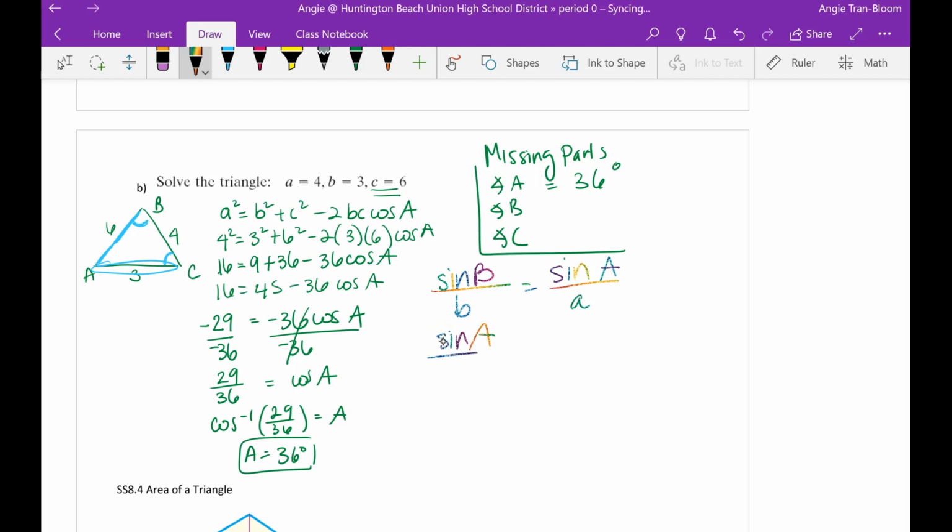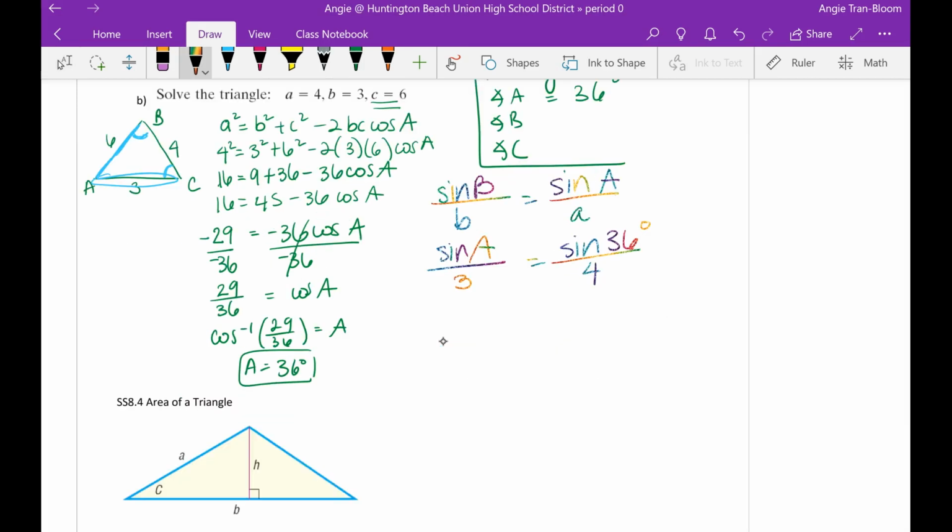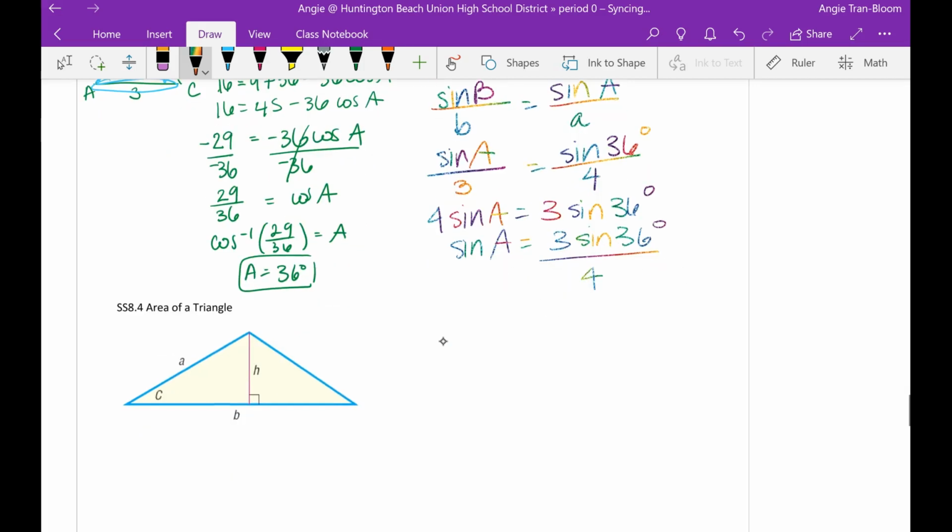So sine of B over B, which is 3 units, equals sine of A, which was approximated at 36 degrees, over leg A, which is 4 units. And similarly cross multiply. Then divide both sides by 4. So sine of B equals 3 times sine of 36 degrees all over 4. Compose both sides with sine inverse. So I'm going to need to cautiously punch this in. All right, let's use my calculator.